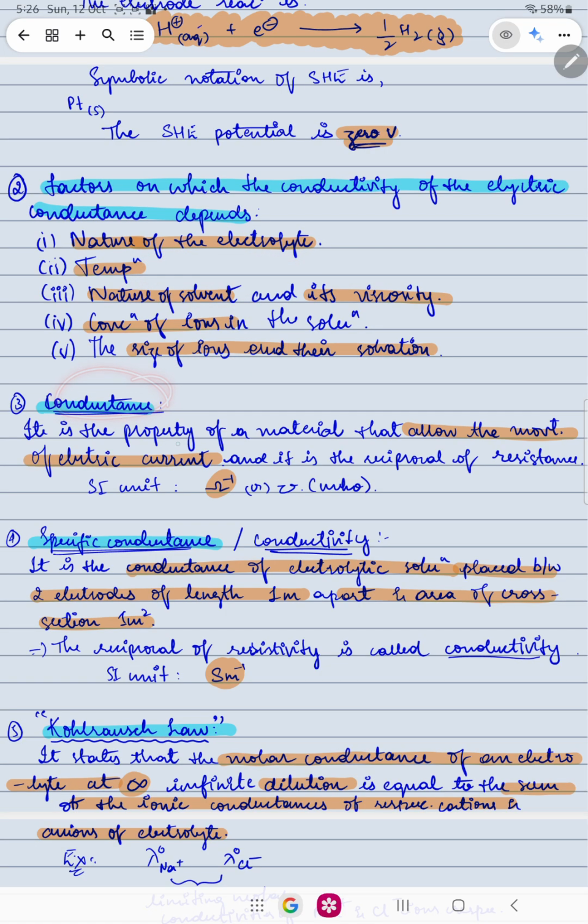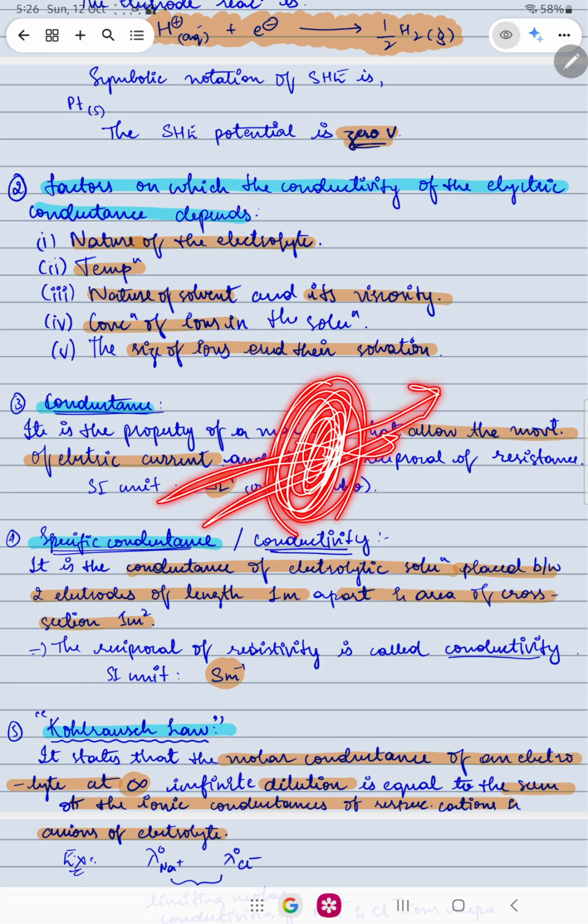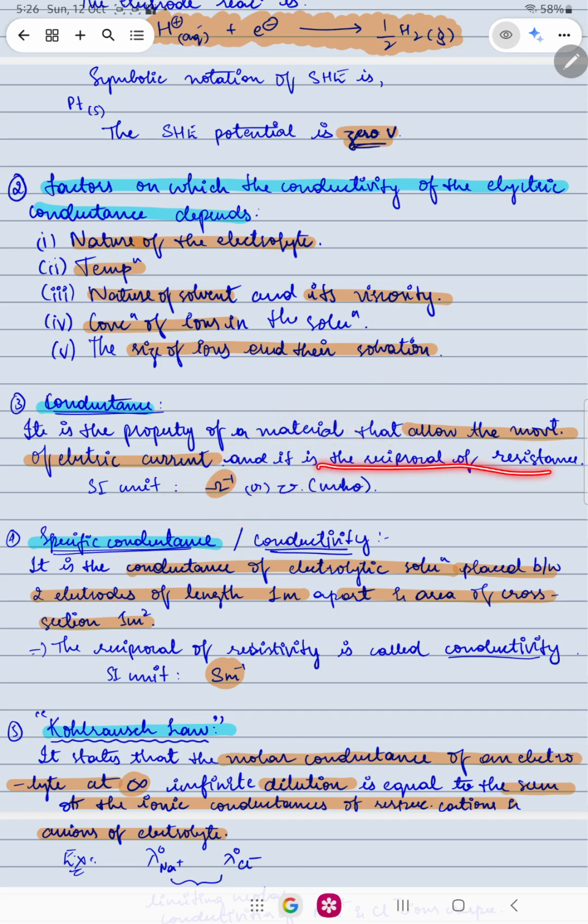What is conductance? It is the property of a material that allows the movement of electric current. Just imagine this is a material, and this material has a property which allows electric current to pass through it. It is the reciprocal of resistance, which resists the flow of electric current. So the SI unit is ohm inverse, also called mho.